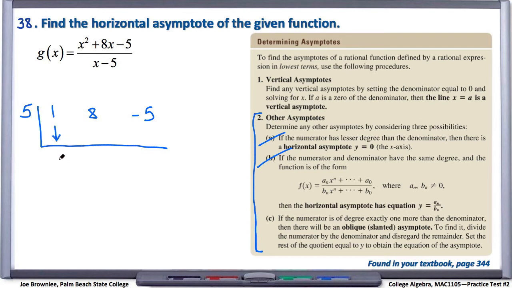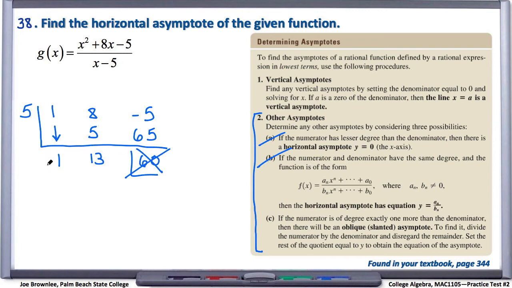We'll bring that positive 1 down. We multiply. 5 times 1 is 5. Adding vertically, we get 13. Multiplying 5 times 13 is 65, and if we add vertically, we get 60. When you're dealing with your oblique asymptote, we are not interested in the remainder at all, so go ahead and just ignore that remainder.